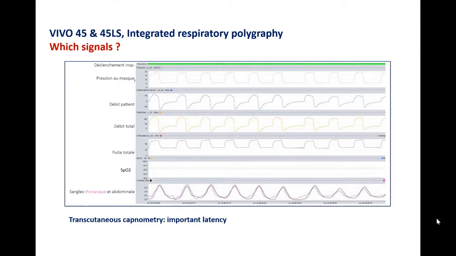This integrated ventilatory polygraphy records mask pressure, of course, patient flow, total leaks, SpO2, and thorax and abdominal belts. The thoracic belt is in pink color and the abdominal belt in black color. Regarding the latency of the transcutaneous CO2 signal, recording this signal on the same epoch is, in my opinion, not of interest. The green color at the top of the epoch indicates patient triggering.